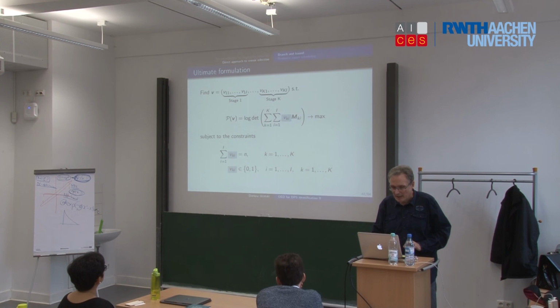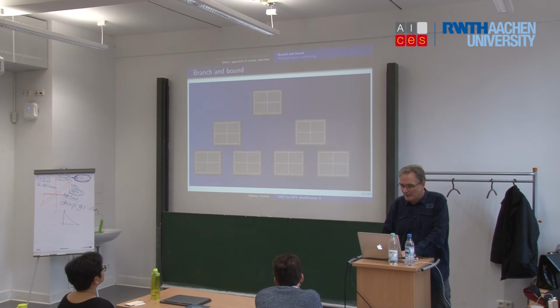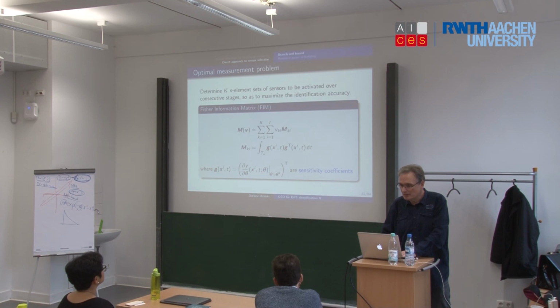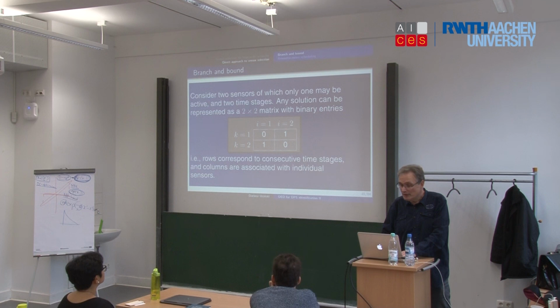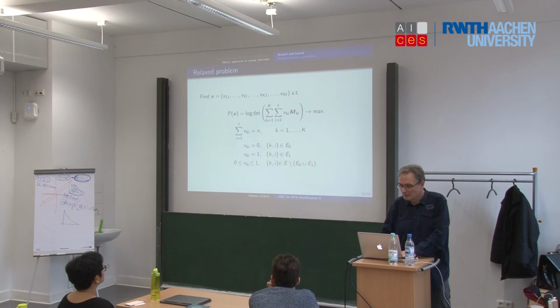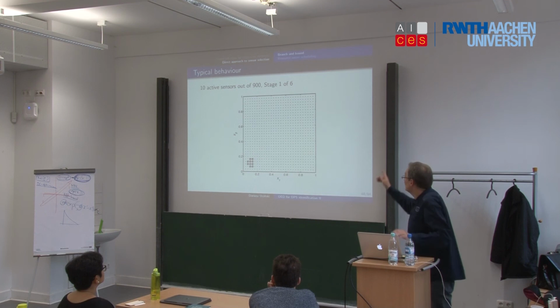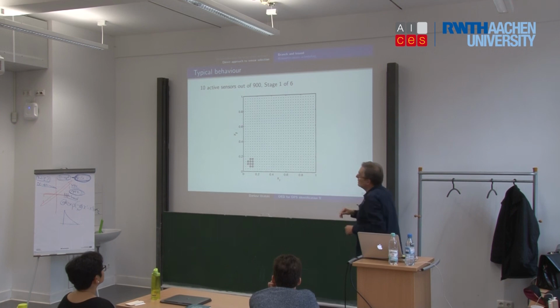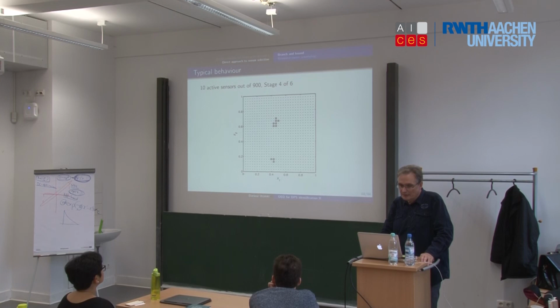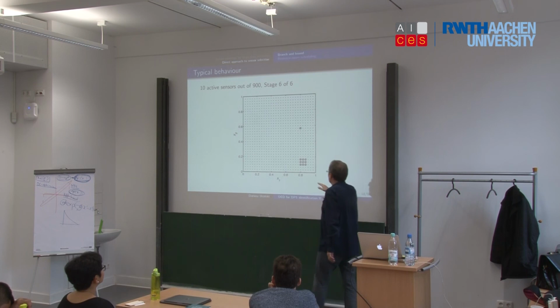I don't have time to describe the next problem, but I will only mention it. The question here: we operated on sensor densities, on the densities of active sensors. But we can attack the problem directly. We have a given number of candidate points. Let's consider a scanning stage, six stages, and we want to select the best 10 points out of 900. So here you can see the optimal locations for the stages.